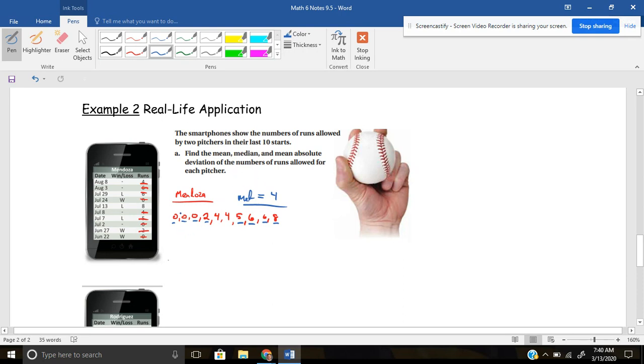How about the average? So I'll add up my numbers. So 0 plus 0 plus 0 is 0, plus 2 is 2, plus 8 is 10, plus 5 is 15, 21, plus 14 would give me 35, over the number of starts, and that was 10 starts. So 35 divided by 10 would give me 3.5 for my mean.